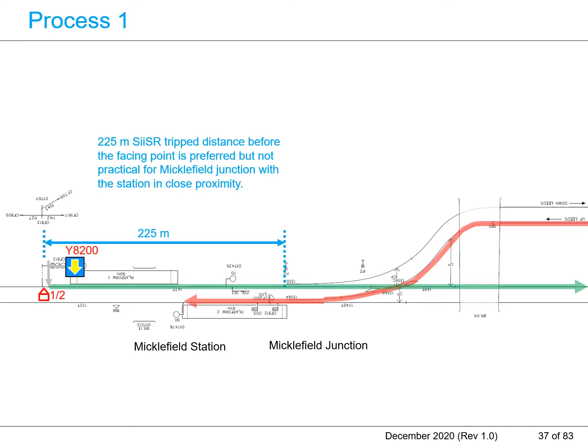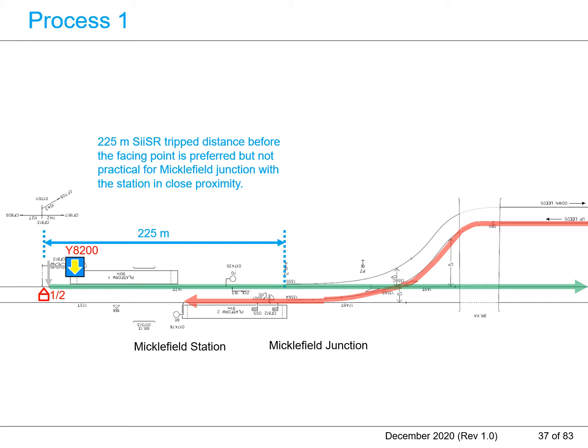The ideal location of the EOA balise group is on the approach side of the station to provide 225 meters SIISR trip distance before the facing point of the junction. SIISR stands for stop if in staff responsible. The 225 meters is for accommodating the emergency braking distance of the freight train when tripped in SR mode.